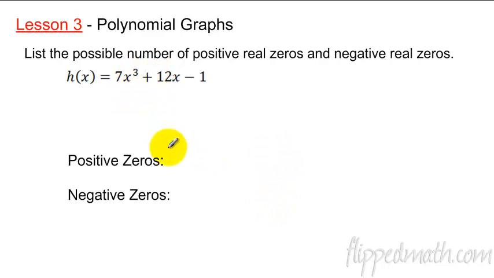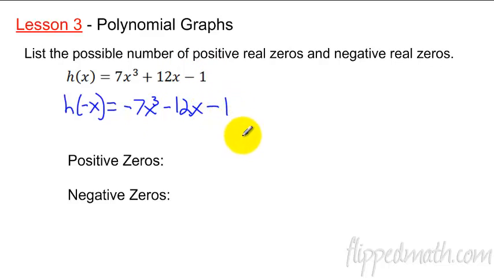So to list the possible number of zeros for both positive and negative, we need to also figure out h of negative x. If we plug in a negative here, and it's a power 3, that just becomes negative 7x cubed. And here, it's going to be a minus 12x. And then here, there's nowhere to plug it in, so it just stays minus 1.